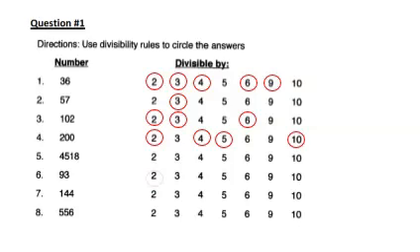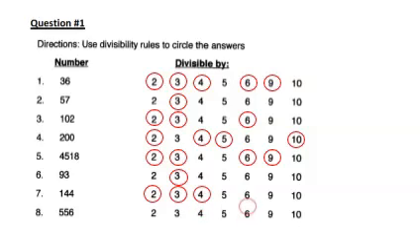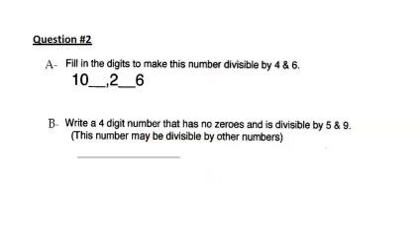So applying the same rules, you will see that 4518 is divisible by 2, 3, 6, and 9. The same thing, 93 is divisible by 3. 144 is divisible by 2, 3, 4, 6, and 9. 556 is divisible by 2, 4, and so on.